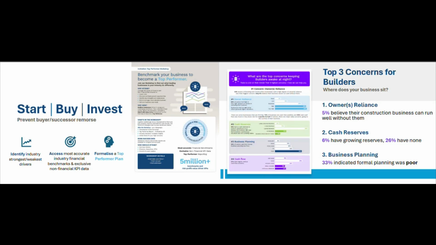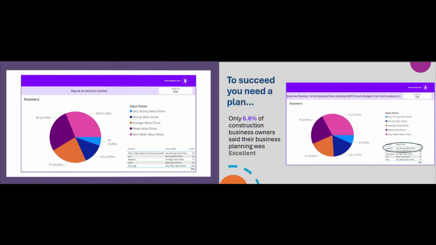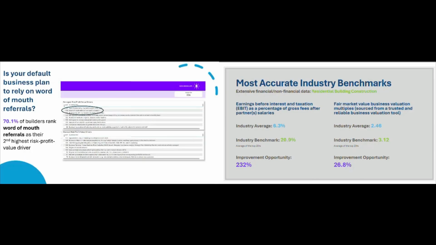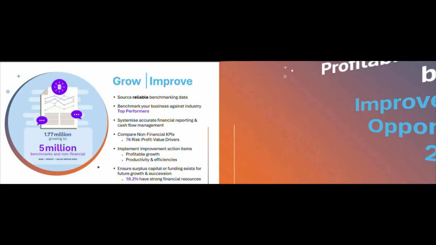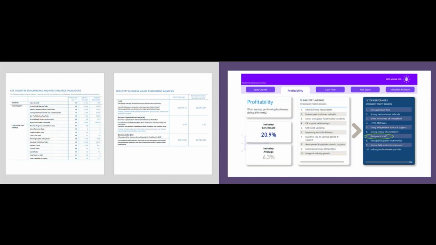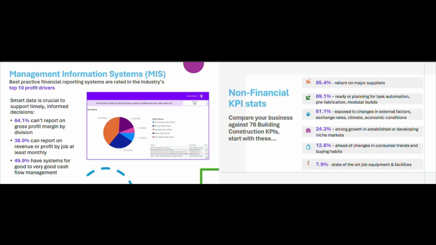You can see it starts off with the start, buy, invest phase. It includes key data mining app answers and concerns reports that are really relevant to business owners in the industry. It introduces accurate benchmarking data. And then it moves into the grow and improve stage, where it focuses on the biggest variance with profitability, also financial and non-financial benchmarks in the flip book, and the key concerns and so on.